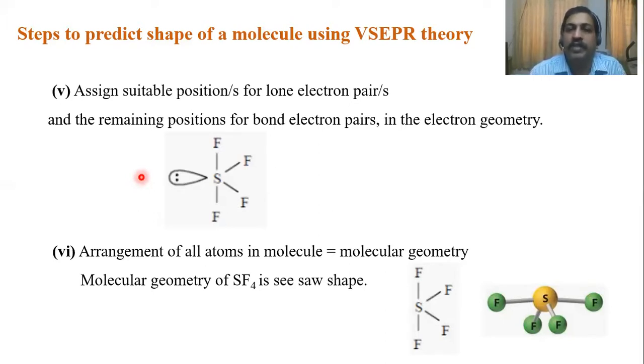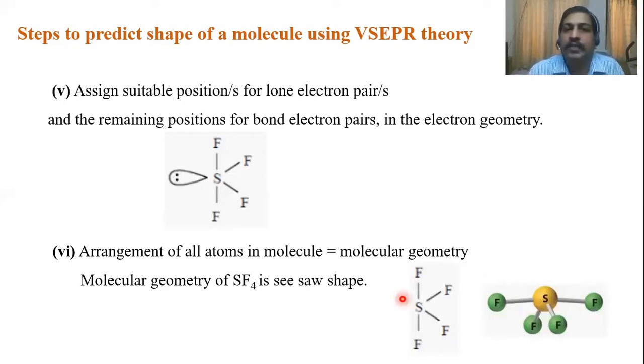So the suitable position for the lone electron pair is the equatorial position, and the remaining positions are occupied by the bond electron pairs. So this is the electron geometry for sulfur tetrafluoride. The sixth step is, if we consider only the arrangement of atoms in the molecule, we will arrive at the molecular geometry. In the case of sulfur tetrafluoride, if we consider only the arrangement of atoms in the molecule, we see that it has a seesaw shape.